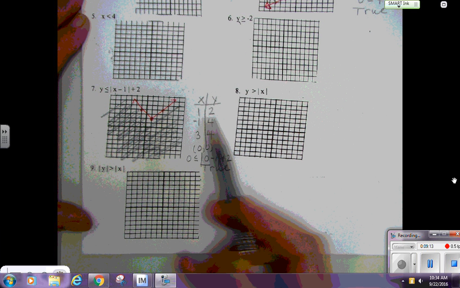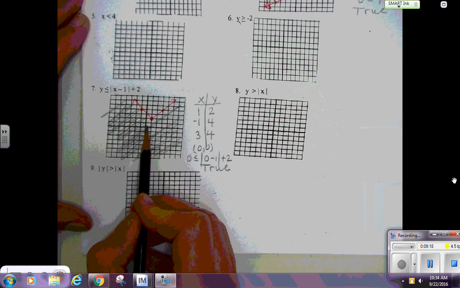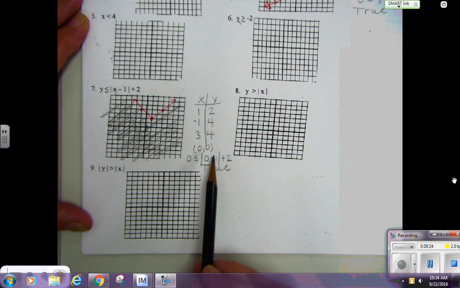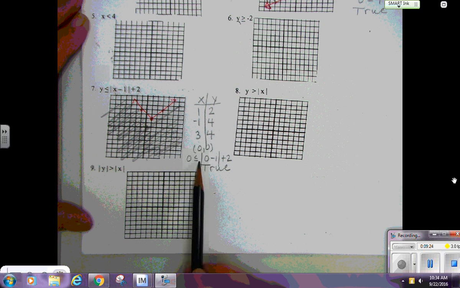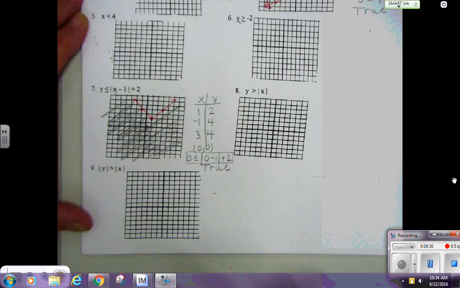I use the origin right here. I plugged it into the original problem, and this is a true statement. So since it's true, I shade where that point is. So if it's false, you shade it inside? Yeah. Oh, okay. Yeah.